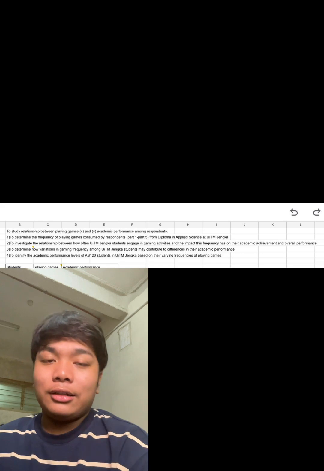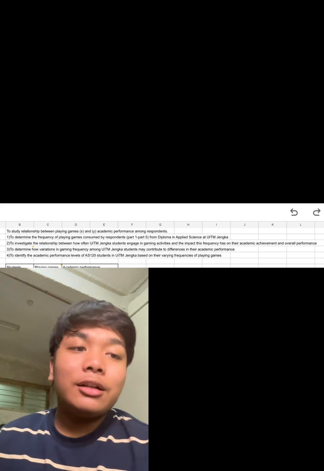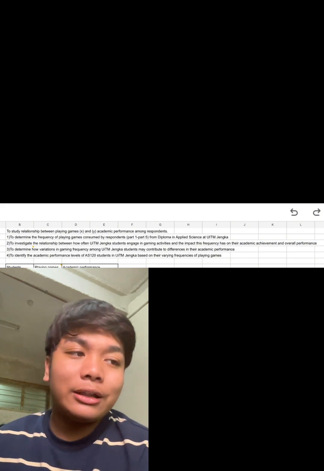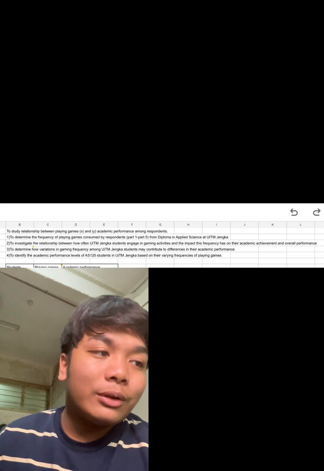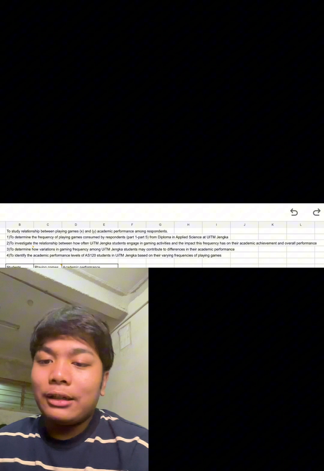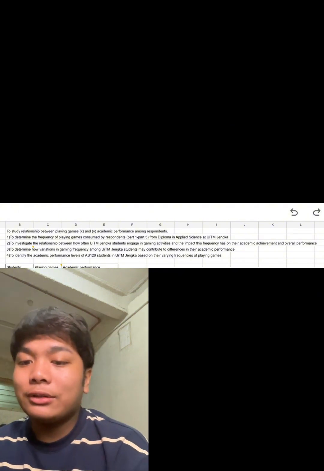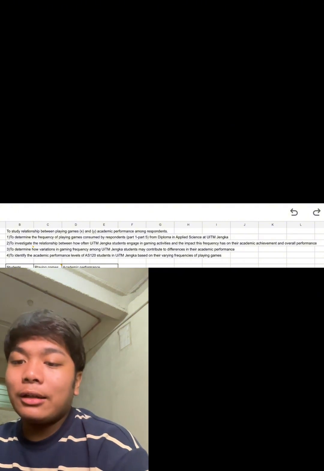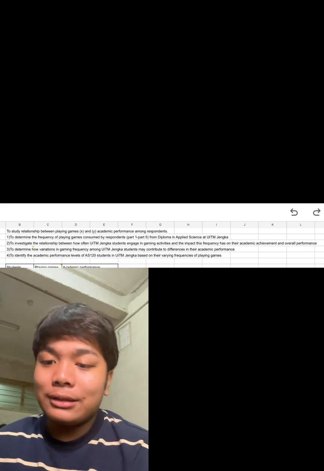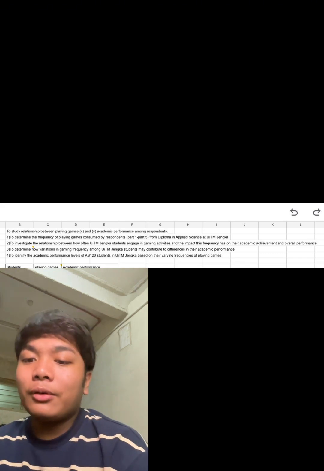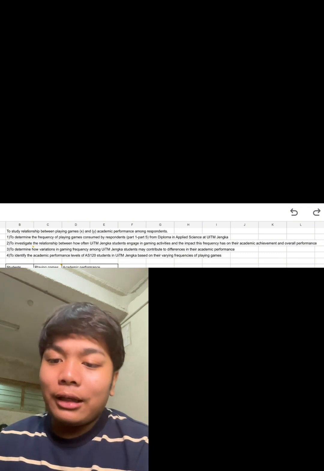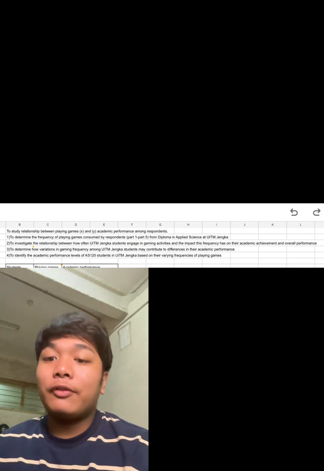I will explain the last objective, which is to identify the academic performance levels of AS120 students in UiTM Jengka based on their varying frequencies of playing games. For objective 4, we aim to identify the academic performance levels of AS120 students based on how often they play games. We will categorize students according to their gaming frequency and compare their academic results. From this, we can determine which group performs better academically and whether gaming habits play a role in that performance.